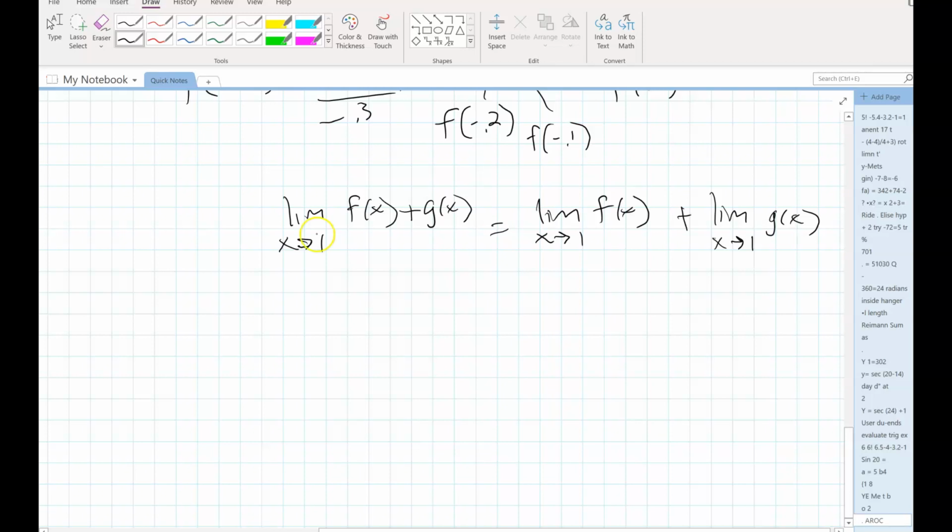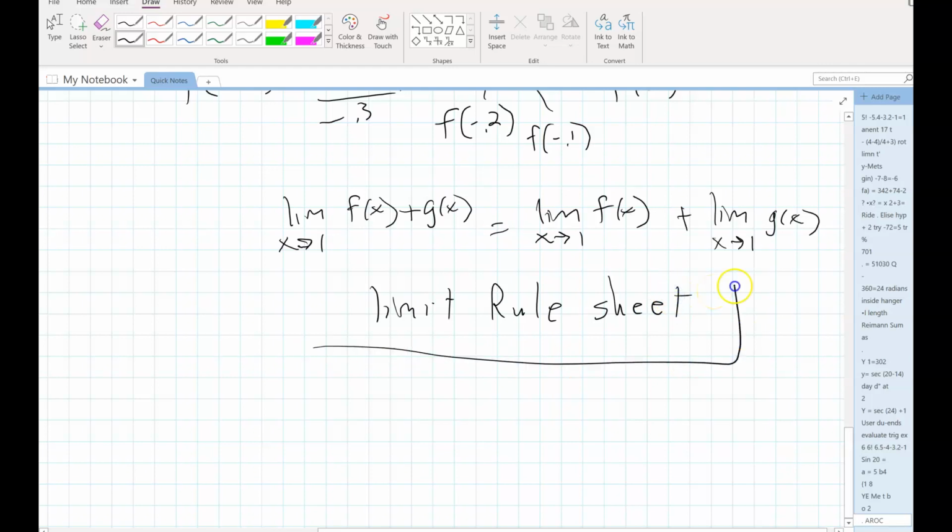So notice if I'm taking the limit of two functions added together, I can break that into the limit of the first one and the limit of the second one and just add their results together. That's true of the way limits behave. So take a look at the limit rule sheet. It has a list of all the different rules like this one. So make sure you take a look at that.